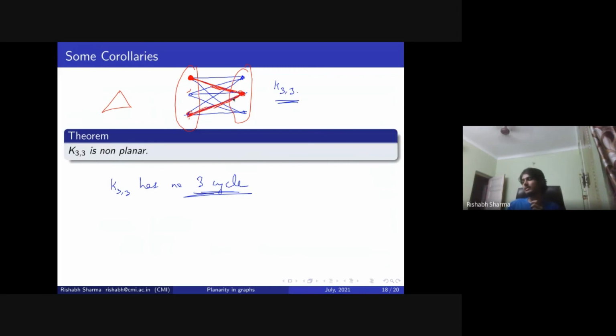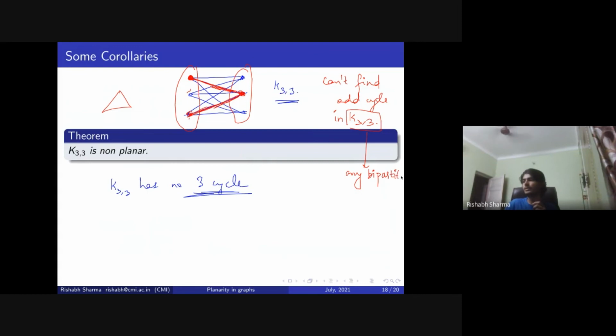And for similar reasons, you can generalize this argument to say that you cannot find any odd cycle in K33. Actually, you can generalize even further. You can say that you can't find an odd cycle in any bipartite graph.